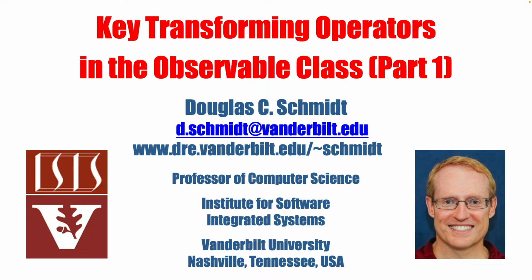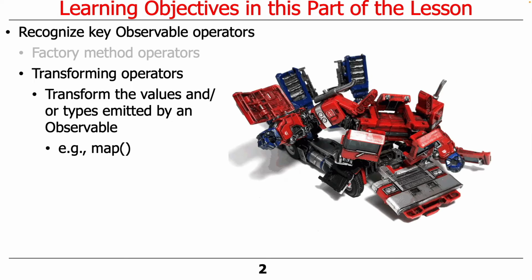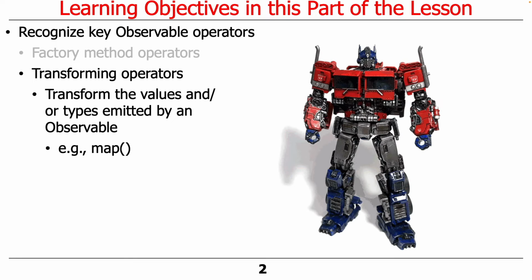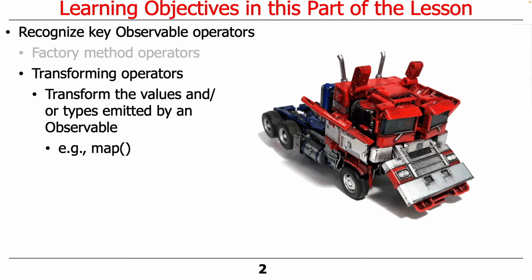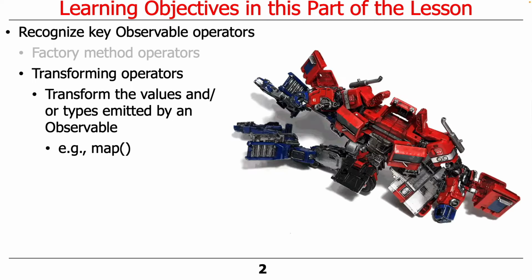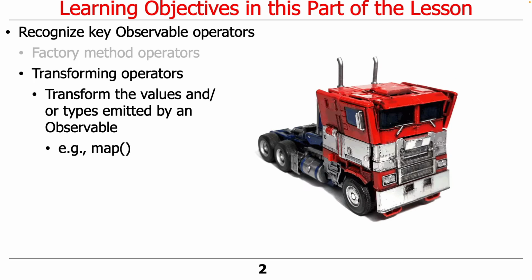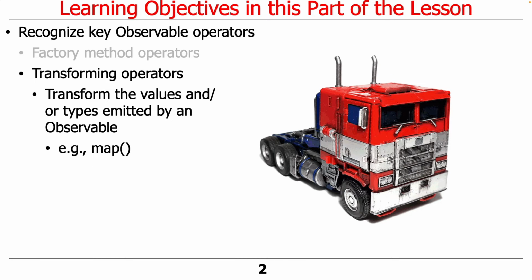So let's now talk about operators in the observable class that can transform the values that they get. We'll see that these so-called transforming operators will transform the values and/or the types that are emitted by an observable. And we're going to start by talking about map. We'll talk about some other transforming operators later. And it should come as no surprise that map in reactive streams is quite similar to map in streams and parallel streams. It can be used to transform values and/or types.